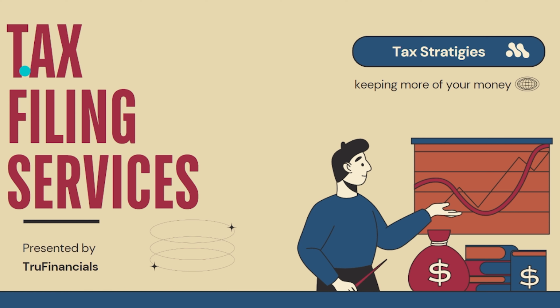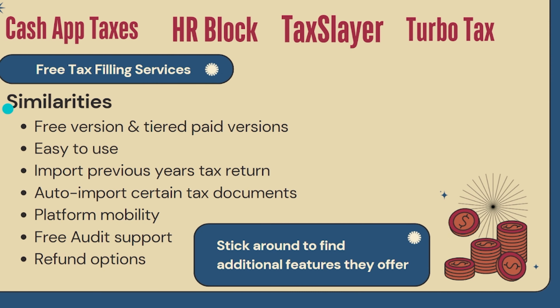So today we're going to be looking at some of the different tax filing services that you can use when filing your taxes. Now here on this list, we're going to be talking about several different companies all together, and some of these companies are going to actually have similar features. Now these are not all the companies, but currently we're going to be talking about Cash App Taxes, H&R Block, TaxSlayer, and TurboTax first and foremost, because there are some similarities, and then we'll break these each down individually as well with some of the different features and benefits that they exclusively have.